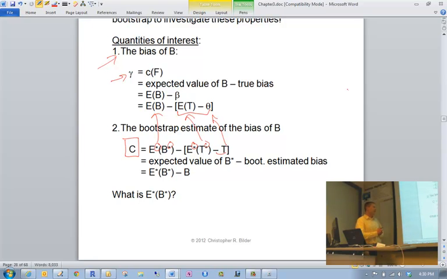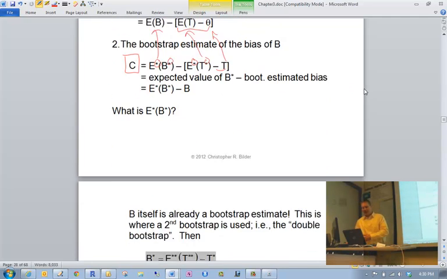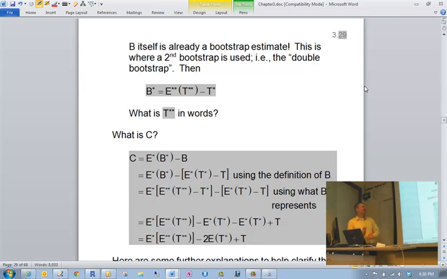That looks simple enough. But you have to remember that B already came about through the bootstrap. So what's the expected value star of B star? Here we go. B itself is already a bootstrap estimate. So that means we're actually going to have to use a second bootstrap. In other words, a double bootstrap. Or you can think of it as a second layer of bootstrapping. So B star then is expected value star star of T star star minus T star.